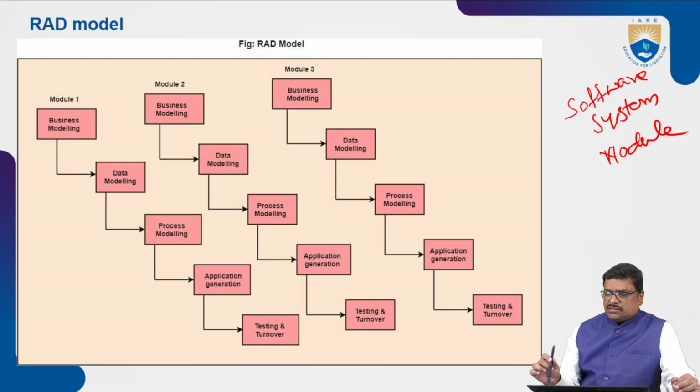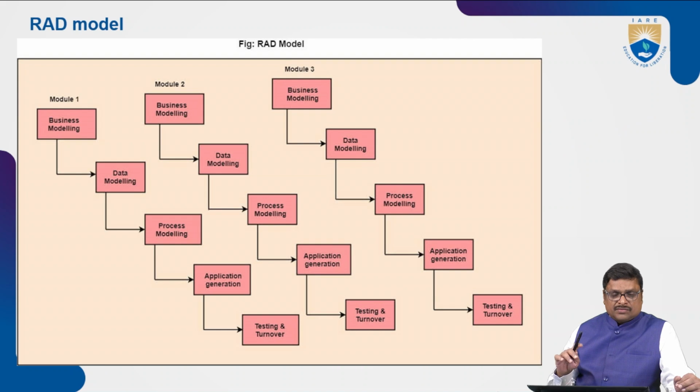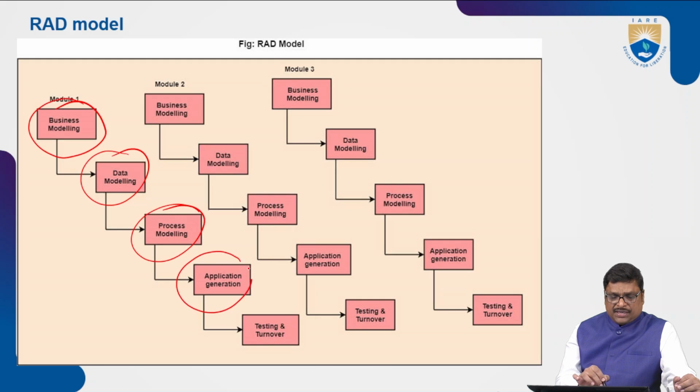In this rapid application model, it's a linear sequential software development process model. In module 1, we do business modeling as the first step, then data modeling, then process modeling, then application generation, then testing and turnover.